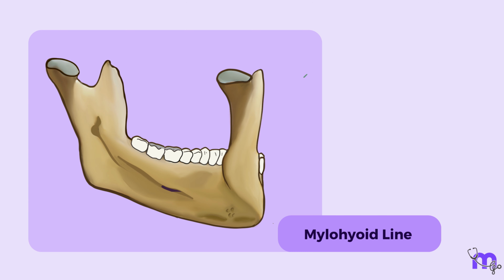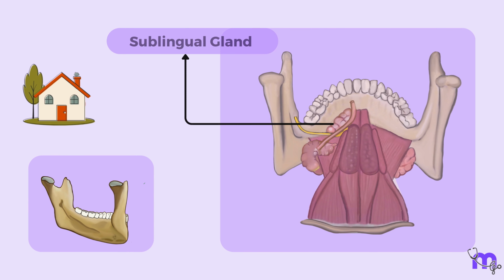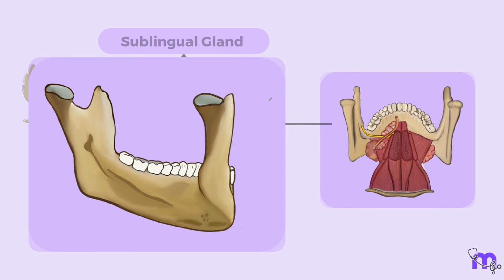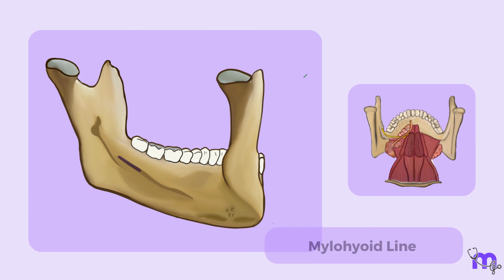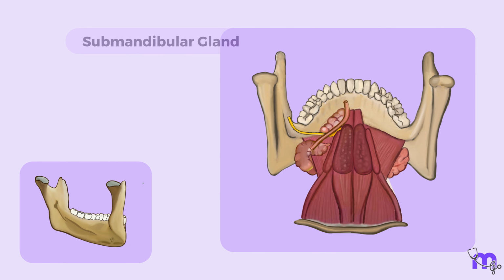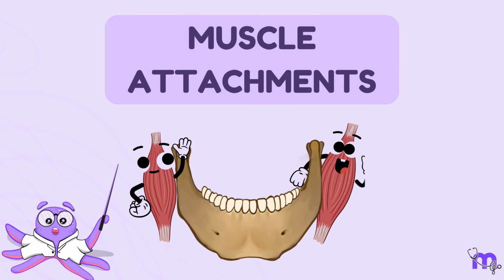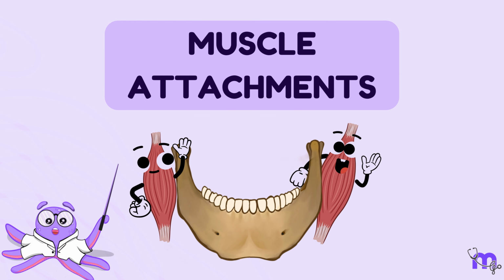Above the anterior part of the mylohyoid line, there is a shallow area called the sublingual fossa, housing the sublingual gland. Similarly, below the posterior part of the mylohyoid line, the submandibular fossa forms a slightly hollowed out area that lodges the submandibular gland. Now let's discuss the muscle attachments on the body of the mandible.